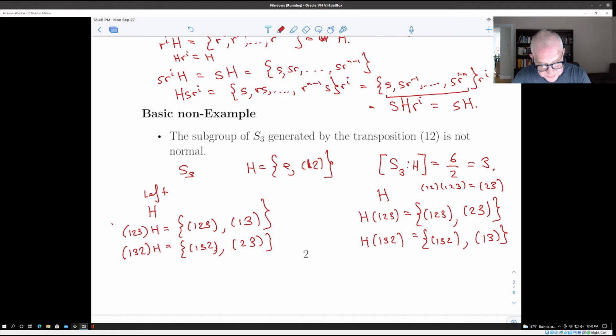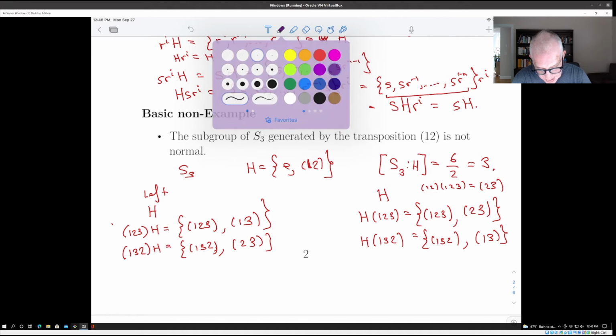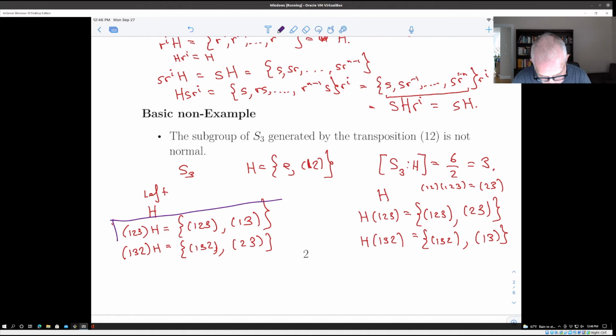Let's use a different color. This coset has (1 2 3) and (1 3) together, but this has (1 2 3) and (2 3) together. And this has (1 3 2) and (2 3) together, and this has (1 3 2) and (1 3) together. So the sets of left and right cosets are different. Basically what's happened is that the 6 elements of the group have been divided up differently when you did the left side and the right side. And so this group is not normal.